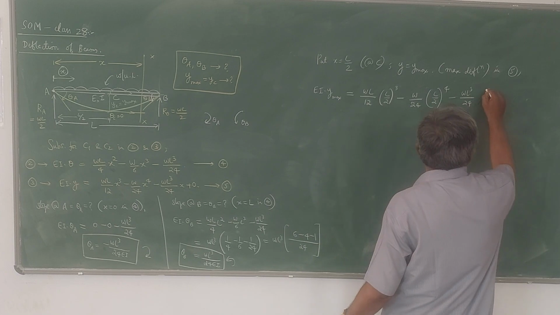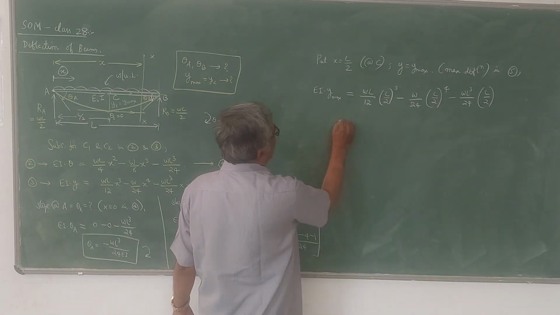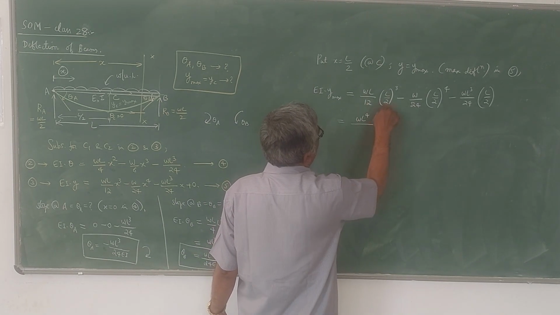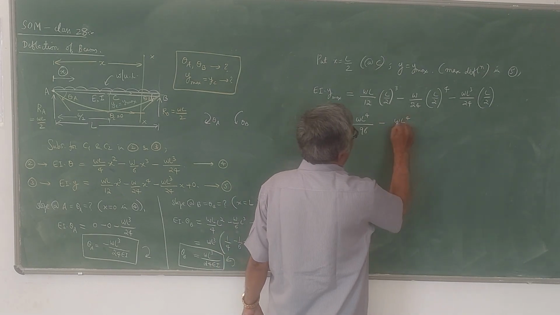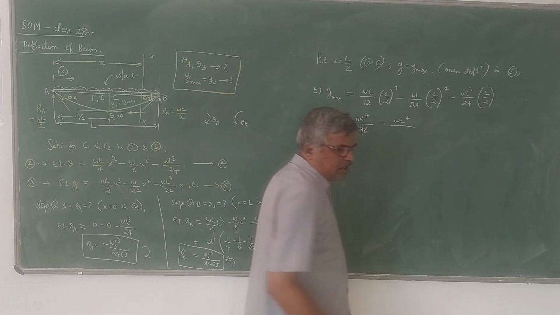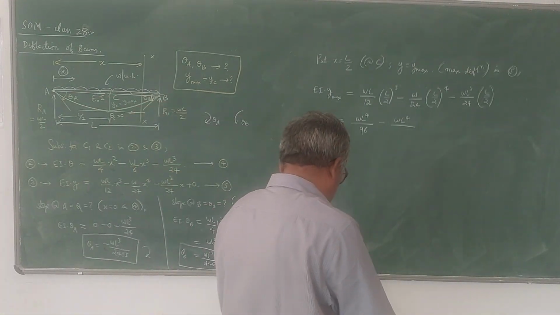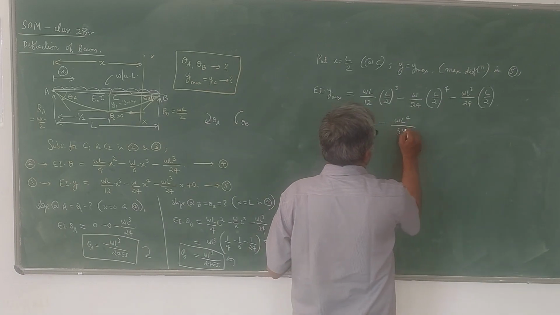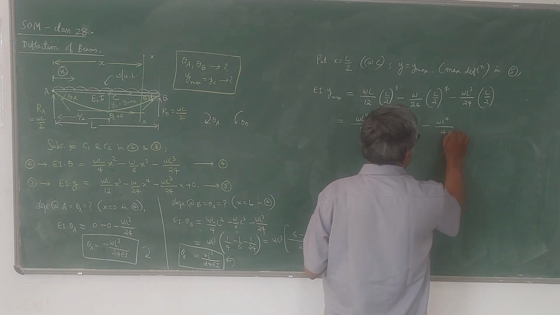24 into x is L by 2 once again. Yes. Now let us simplify this. What you will get, you will see: W L power 4 divided by 12 into 8, that is 96, minus W L power 4 by 24 into 16. 2 power 4 is 16, and 24 into 16 is 384. Minus W L power 4 by 48, since 24 into 2 is 48.